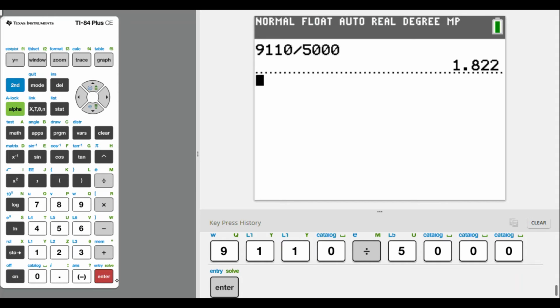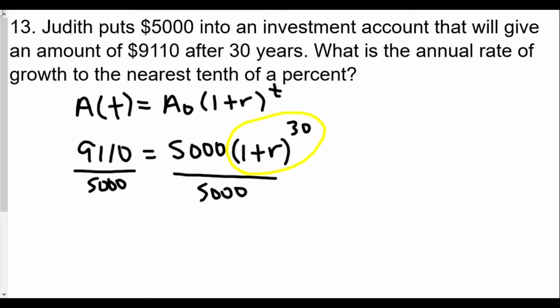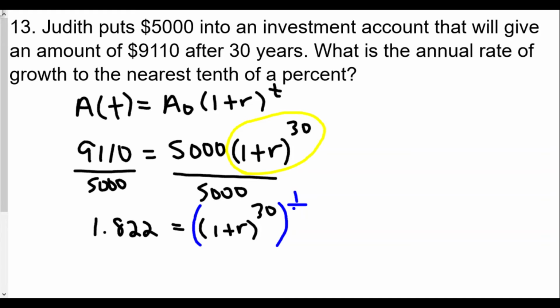All right, so let's go back to our problem here. 1.822 is equal to parenthesis 1 plus r raised to the 30th. Since we're trying to find the value r, which is like a base, we're going to raise both sides to the reciprocal of the exponent. So we're going to raise both sides to the 1 over 30, which is definitely going to make the amount of 1.822 much smaller. So now, let's go back to our calculator.